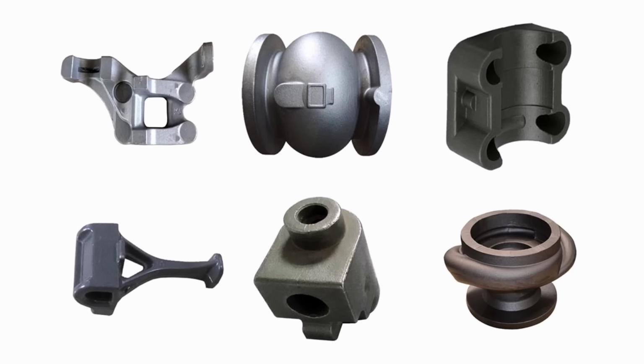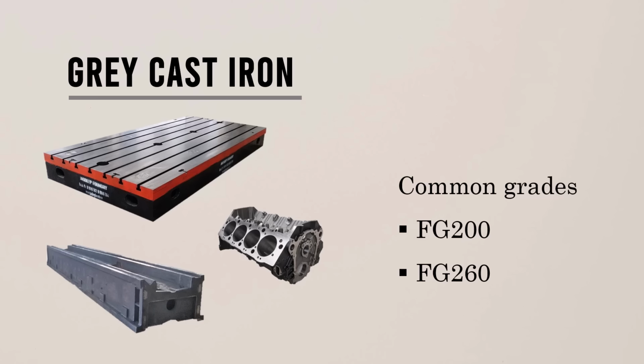There are mainly two types of cast iron. One is grey cast iron, used in machine beds, lathe beds and engine blocks.